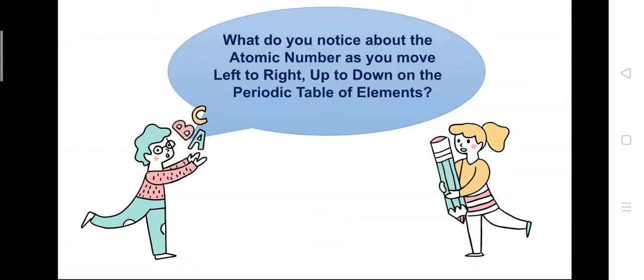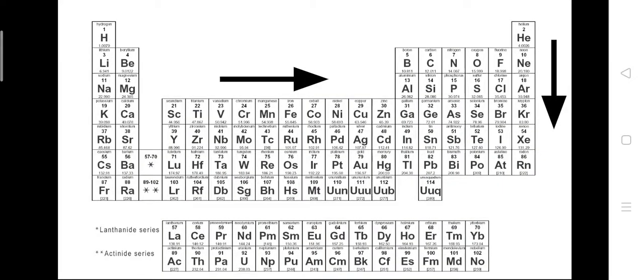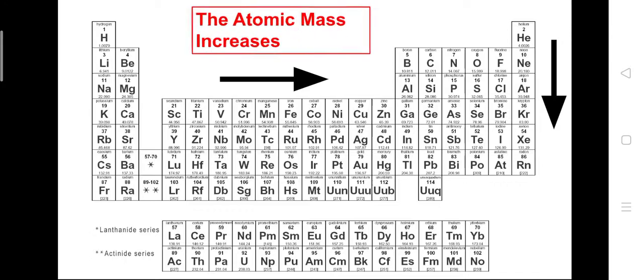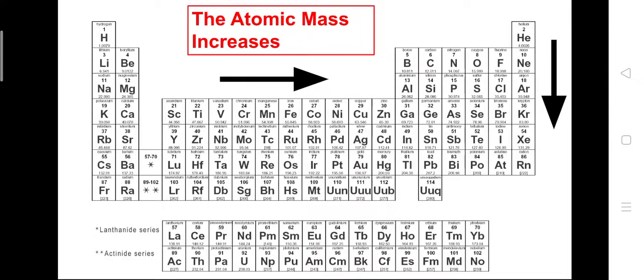What do you notice about the atomic number as you move left to right, up to down on the periodic table elements? If you go left to right and up to down, the atomic mass increases. The mass of the elements increases from group 1 to group 18, and from top to the bottom, it also increases.